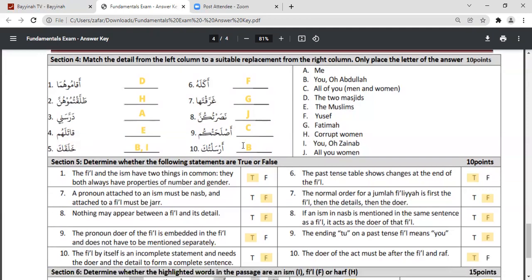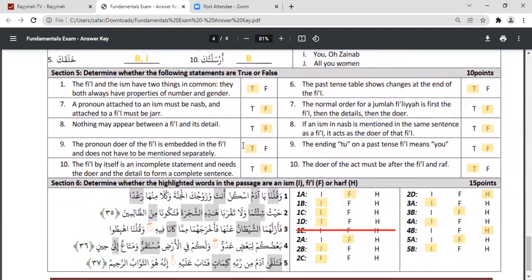And with that, we come to section number 5. Determine whether the following statements are true or false. We'll just have a look at it. The fail and ism have two things in common. Okay, they both always have properties of number and gender. Now, just keep in mind that they're talking only about number and gender. We have learned about the ism that they have 4 properties: status, number, gender, and type. So yes, number and gender are definitely there.